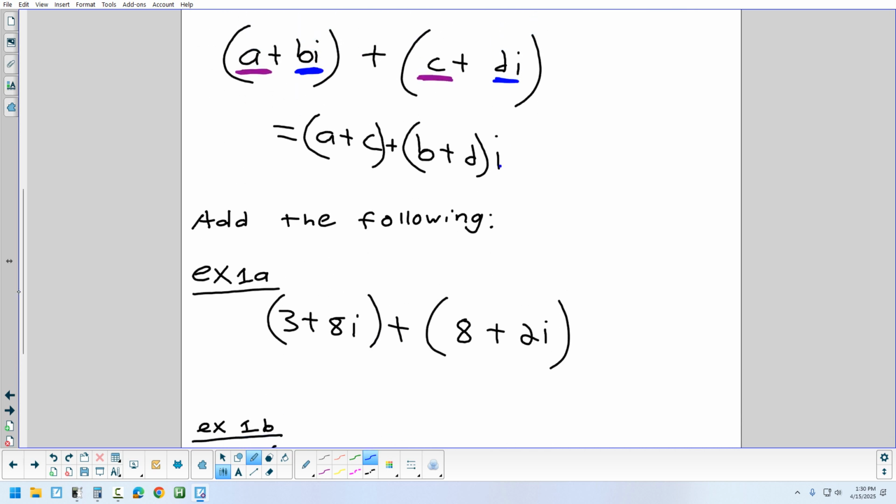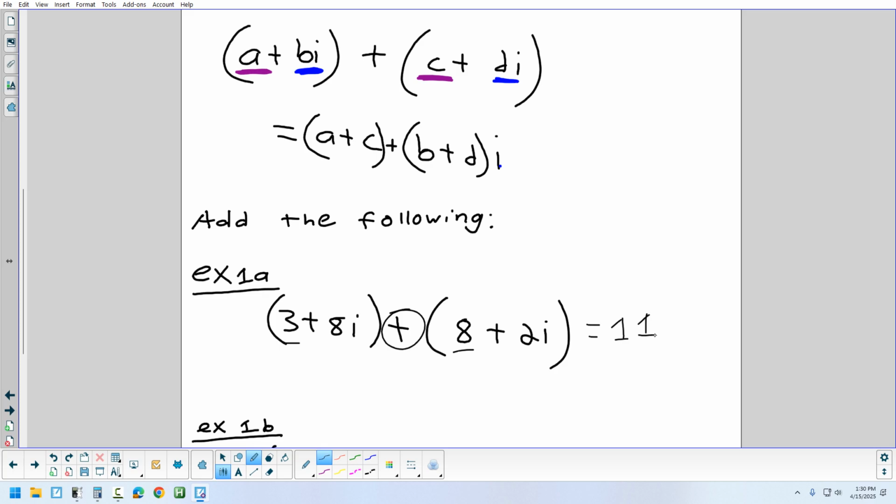All right, so let's add those two complex numbers together. We've got 3 plus 8i and 8 plus 2i. What's the real part of the first number? 3. What's the real part of the second number? 8. If we combine the 3 and the 8 with that operation, what will you get? 11. Make sure your ones and your i's look different, otherwise you're going to get confused.